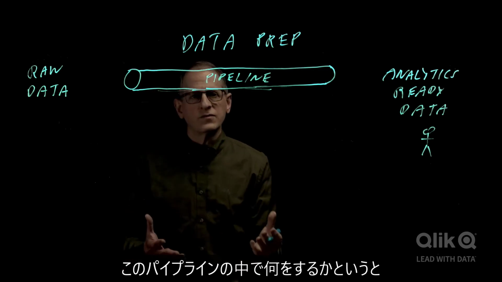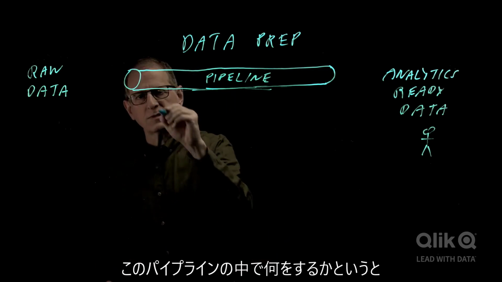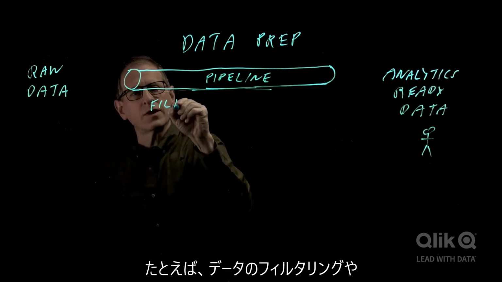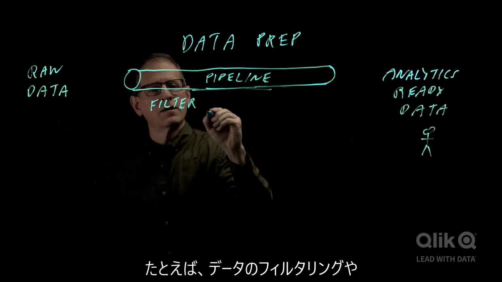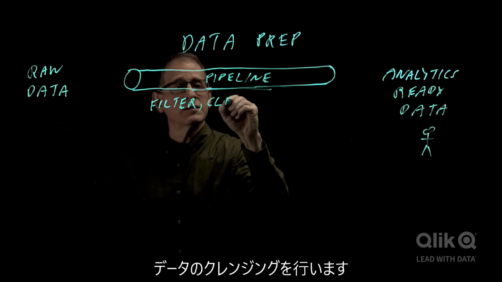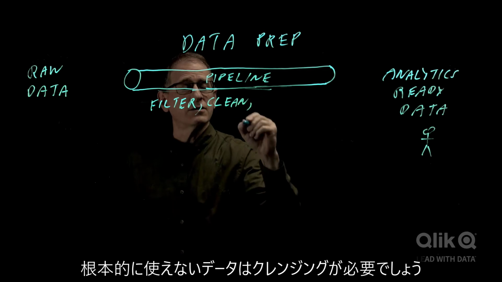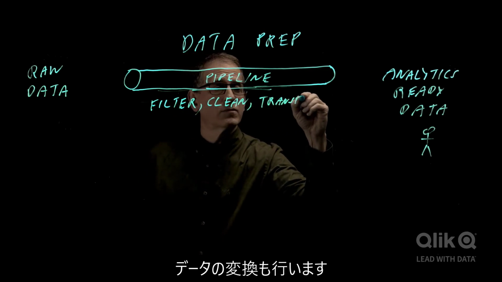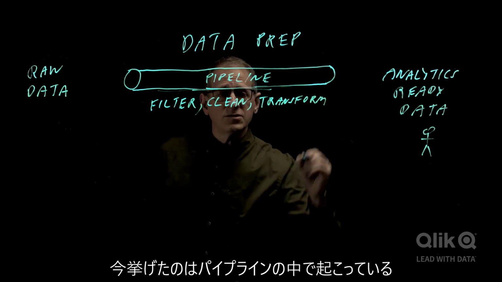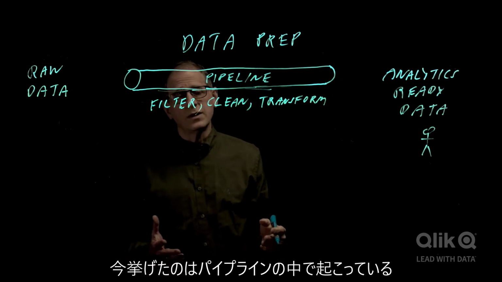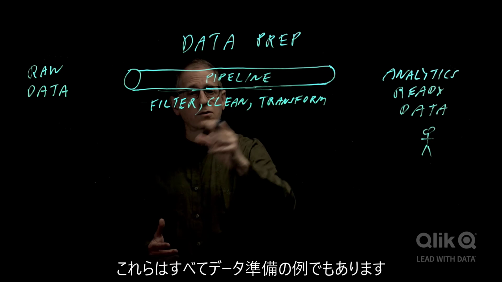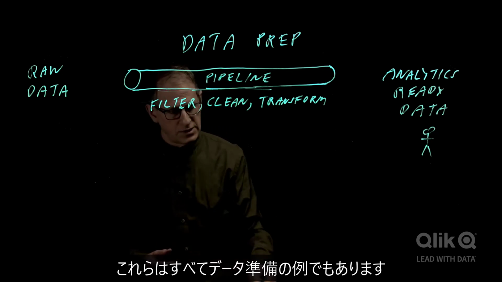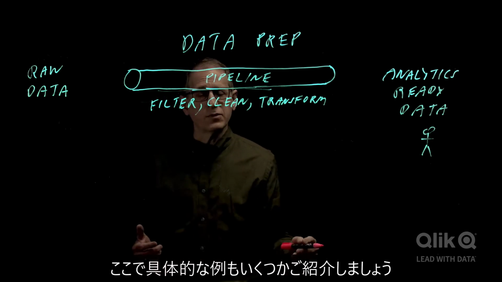Now, what are you doing within this pipeline? You're doing things like perhaps filtering the data. You're cleaning the data. There's essentially dirty data, so you need to clean it. You're transforming the data. These are just a few examples of what we mean by what's happening in the pipeline, and these are all examples of data prep. So let's take a couple of specific examples.